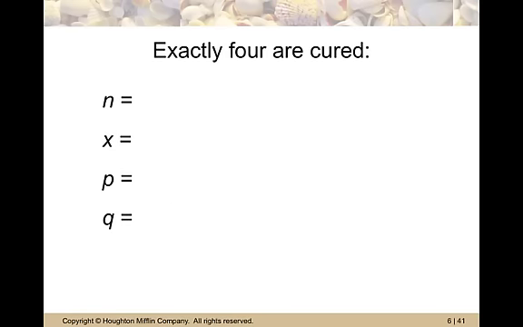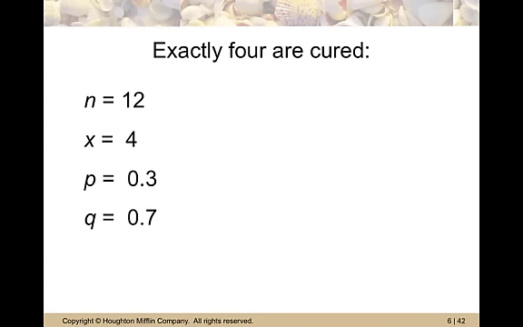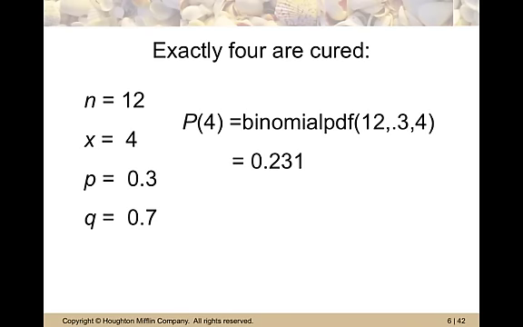Okay, so exactly 4 are cured. This is part A. So n is 12. X is 4. The probability of being cured is 0.3. So the probability of not being cured would be 1 minus 0.3, which is 0.7. So we can just put this in our calculator, binomial PDF 12, 0.3, 4, and we get 0.231. Okay, so there's about a 23% chance that 4 of the 12 will get cured.